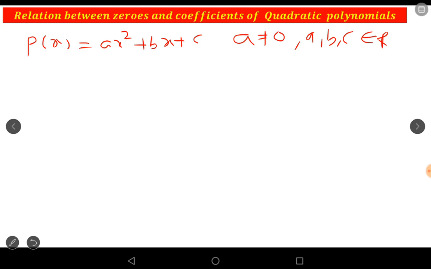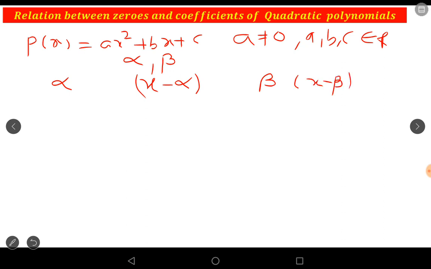We know that every quadratic polynomial has maximum two zeros. Let those zeros be alpha and beta. If alpha is a zero of the polynomial, then x minus alpha is a factor of the polynomial. Beta is a zero, so x minus beta is also a factor of the polynomial.